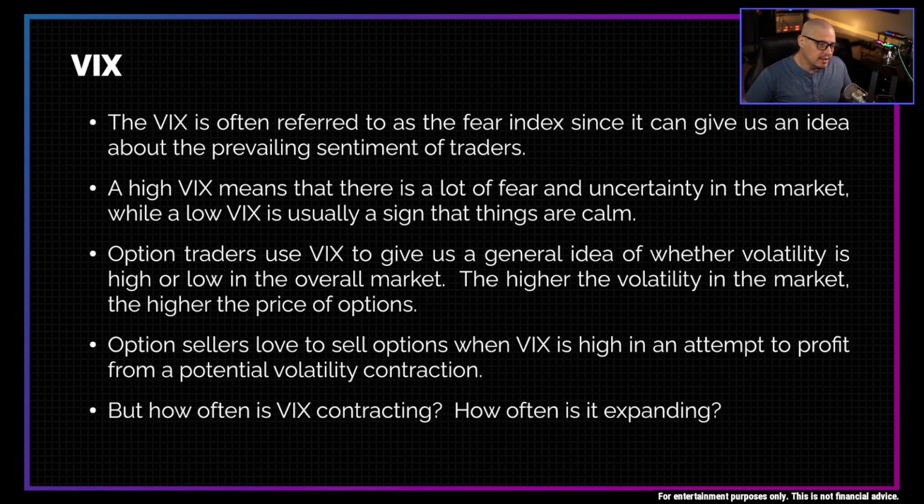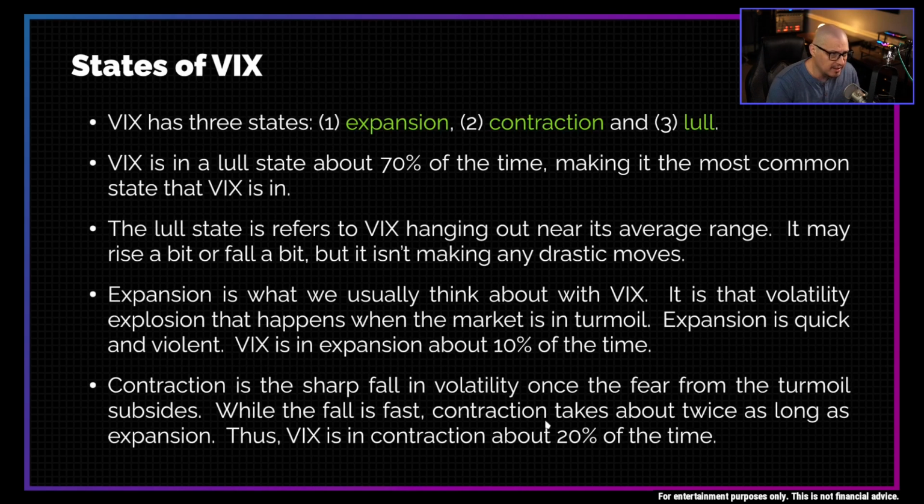But how often is the VIX contracting? How often is it expanding? Well, let's talk about it. So VIX has 3 states: expansion, contraction, and the lull state. VIX is in that lull state about 70% of the time, making it the most common state that VIX is in. It's not really moving around too much. That's when VIX is hanging out near its average range. It may rise a bit, it may fall a bit, but it isn't making any drastic moves.